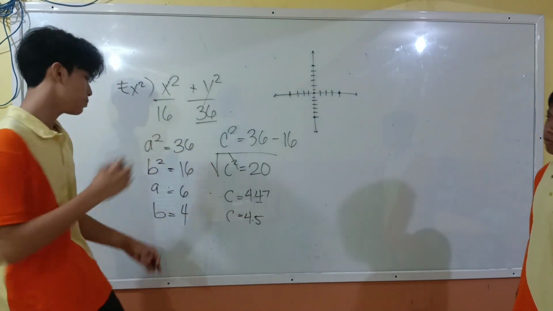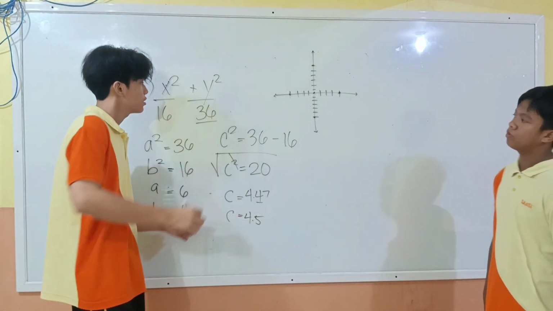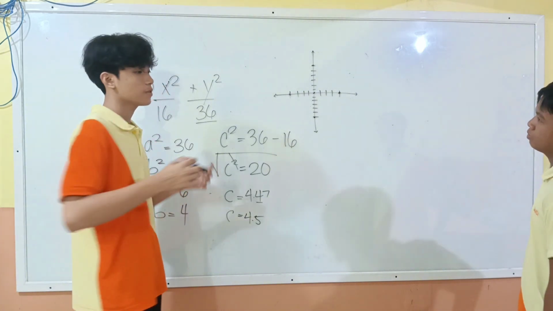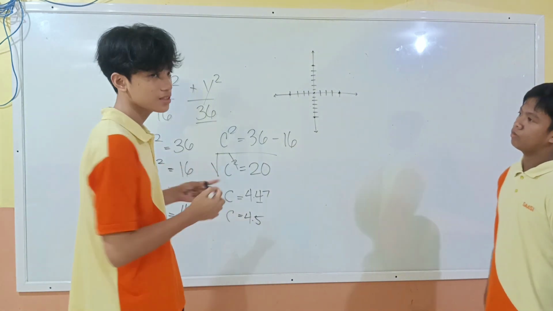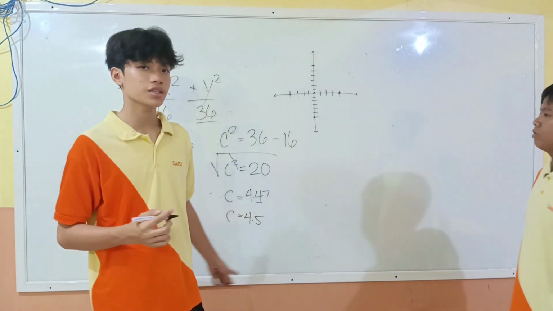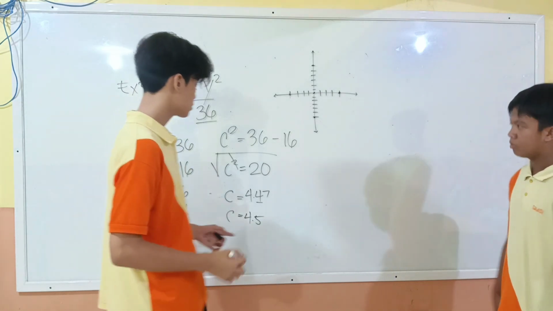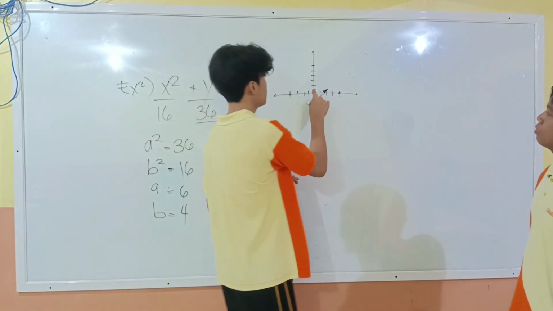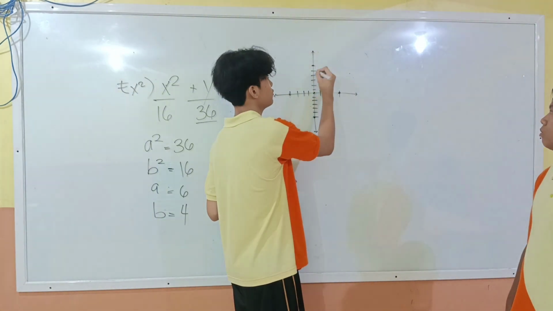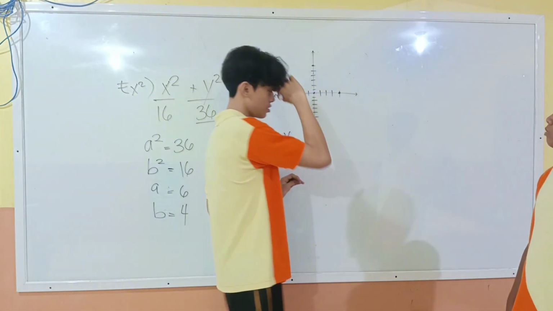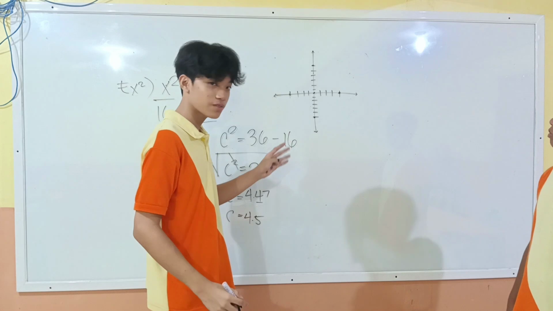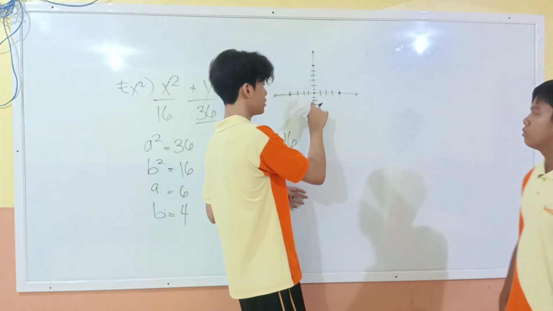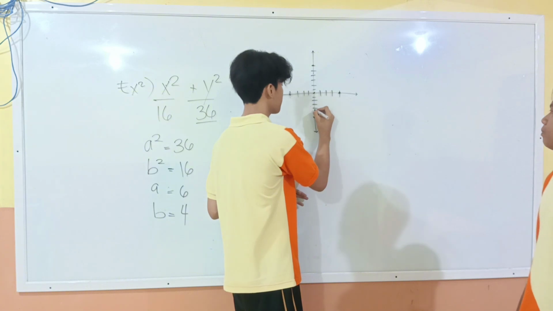Now, to plot the foci, since we know that our higher value is on the y-axis, then our foci should also be on the y-axis. So 4.5 going up as well, and then going down. So 1, 2, 3, 4.5. So right here in the middle. And then 4.5 going down as well. Negative 1, negative 2, negative 3, negative 4.5.